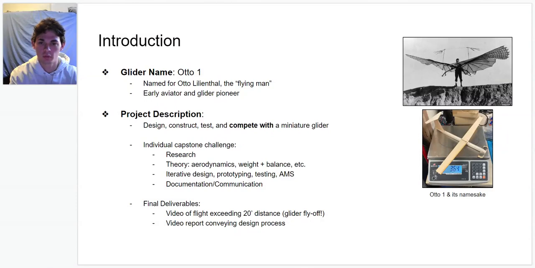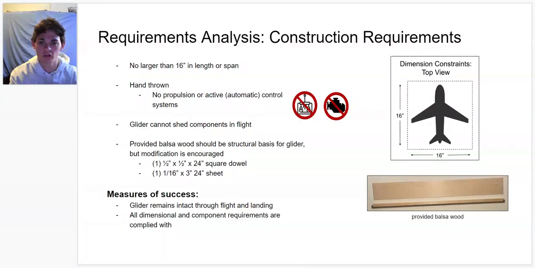The final deliverables were a video of a glider flight exceeding 20 feet and a video report of the design process. Construction requirements included that the glider could be no larger than 16 inches in length or span, had to be hand thrown, and had to remain intact in flight, and should be built primarily from the provided balsa wood. To measure success against these requirements, I ensured the dimensional and component mandates were complied with, and that the glider did not disassemble in flight.